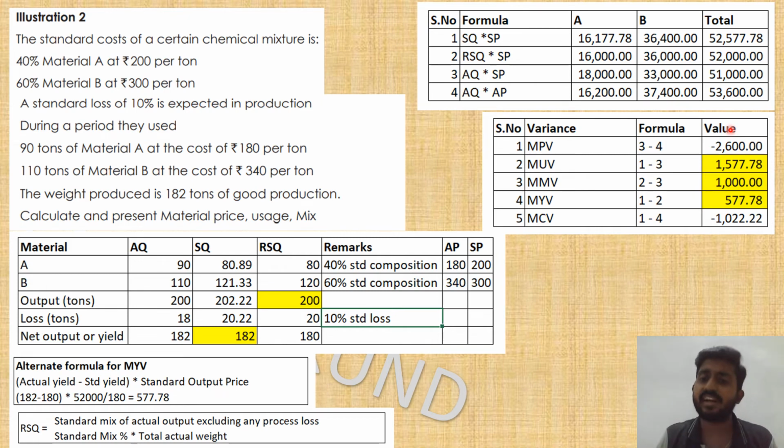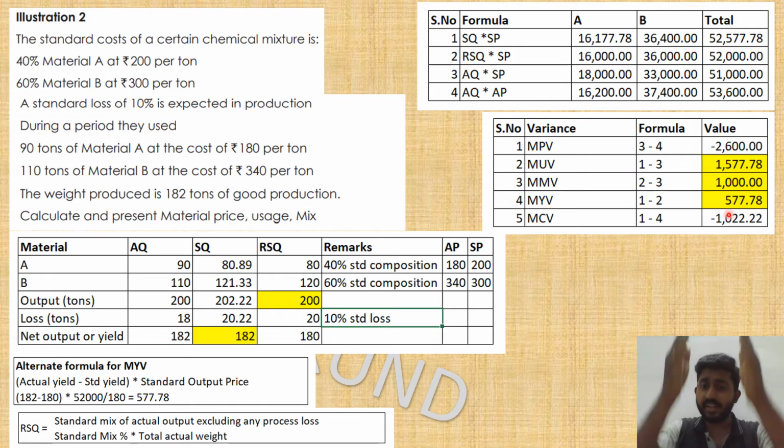Now whether it is correct or not, how to find it? That is a very easy approach. That's why you have to attend the standard costing without fail. Now if you see, material price variance is 2600, material usage variance is 1577. Just add these two, material usage variance plus material price variance, and your answer will come to material cost variance.